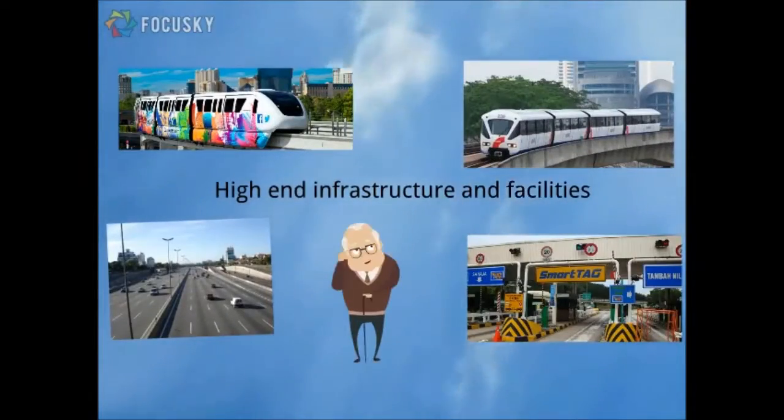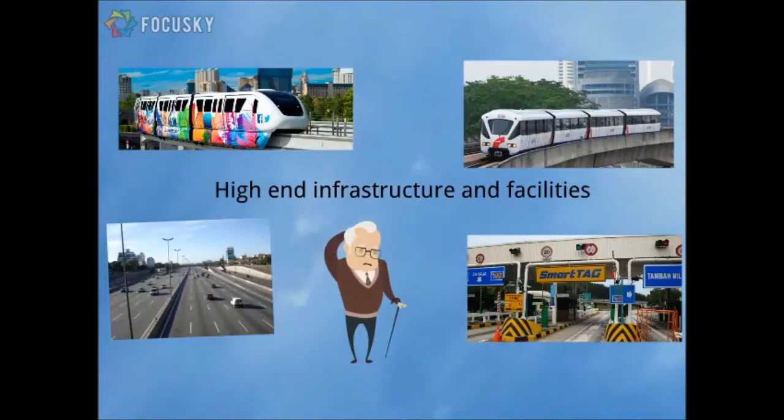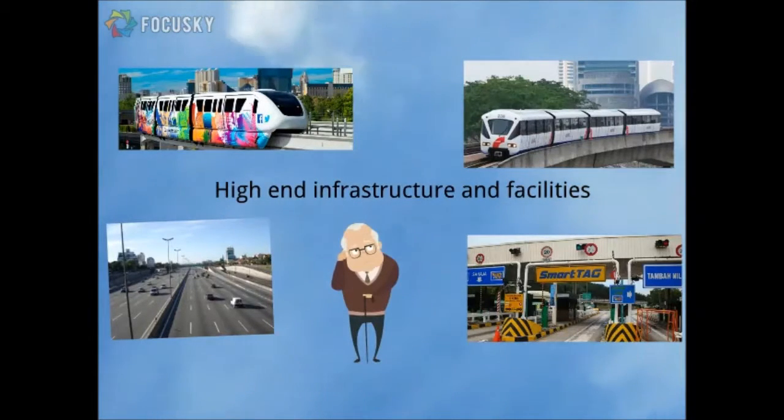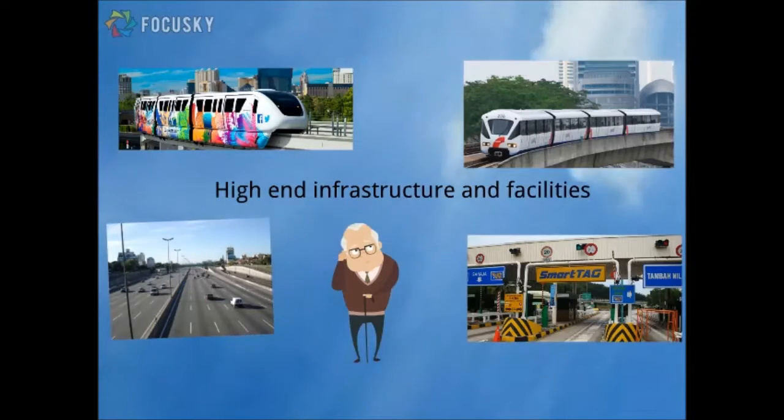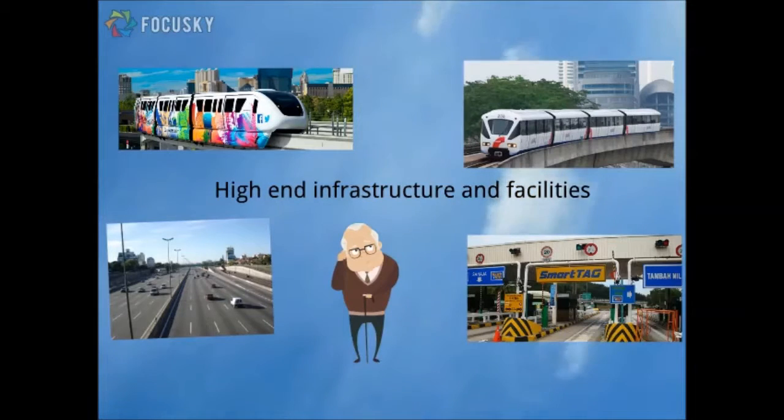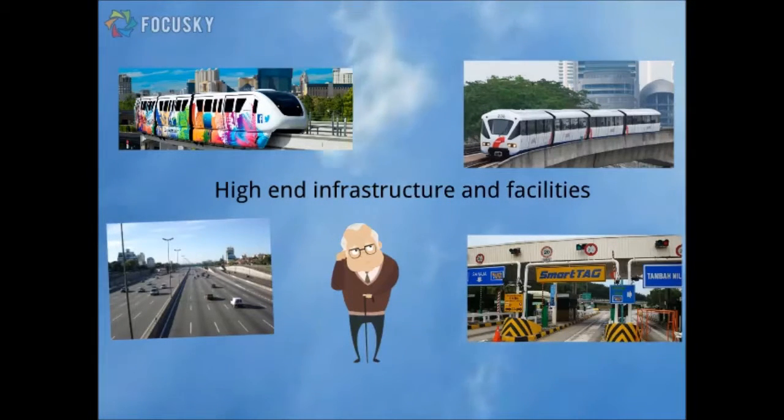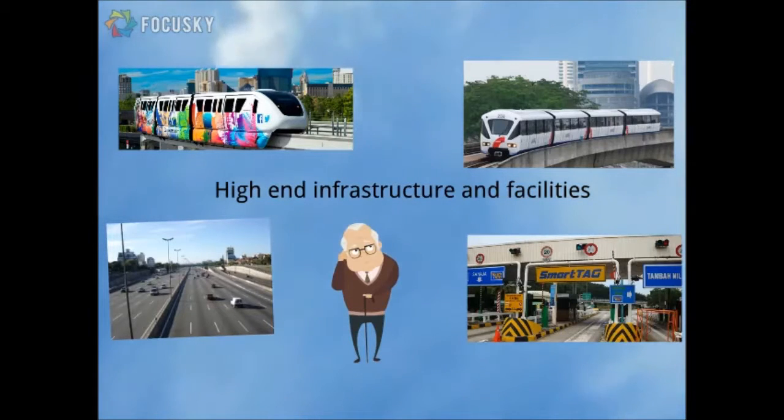The last point for the indicator is high-end infrastructure and facilities. The infrastructure and facilities that are complete and high tech in the urban area will eventually result in high cost of living in the urban area. The private schools and private hospitals in the urban area demand that people spend more in order to receive the service.